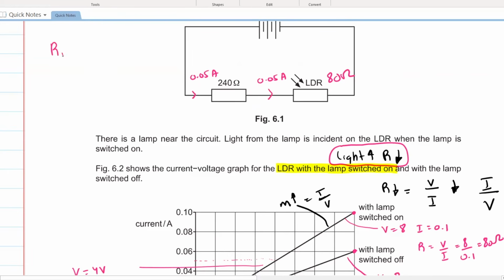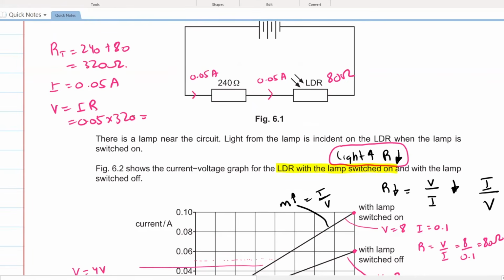Can you calculate the total resistance? Yes, 240 plus 80, that is equal to 320 ohms. Perfect. The current is what? 0.05 ampere. Can you calculate the voltage? As voltage is equal to IR, I is 0.05, resistance is 320.